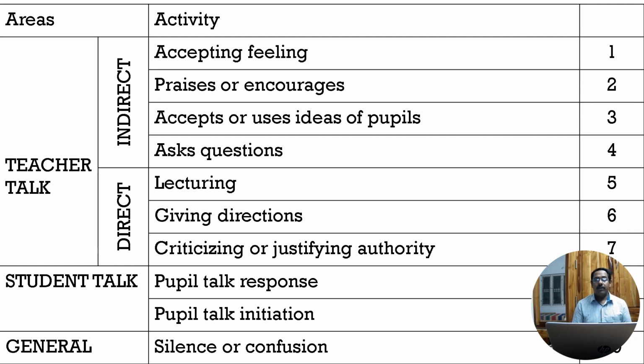Within the teacher talk, we have 2 categories: indirect influence of the teacher and direct influence of the teacher. If you see the statements and the categories, we can easily understand that 1, 2, 3, 4 are indirect influence of the teacher, and 5, 6, 7 are the direct influence of the teacher. So this is how the categories have been formed, and with the categories we have to code a class.